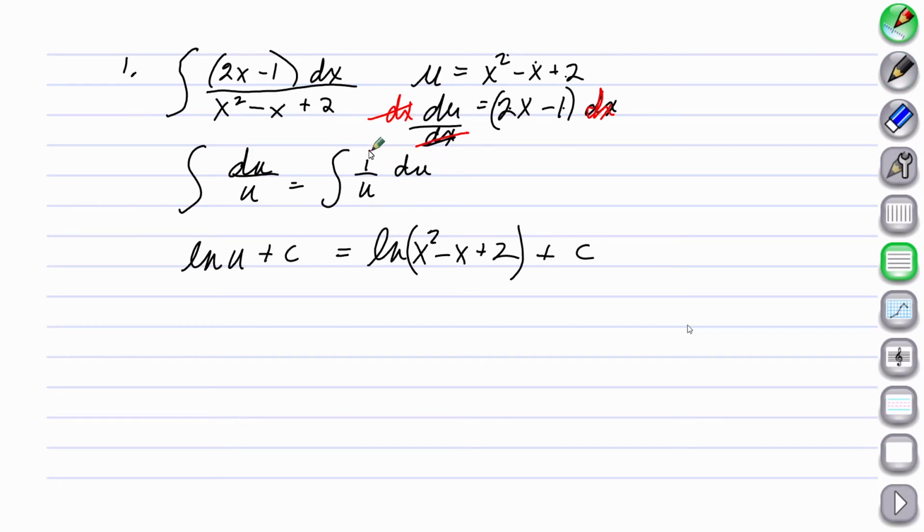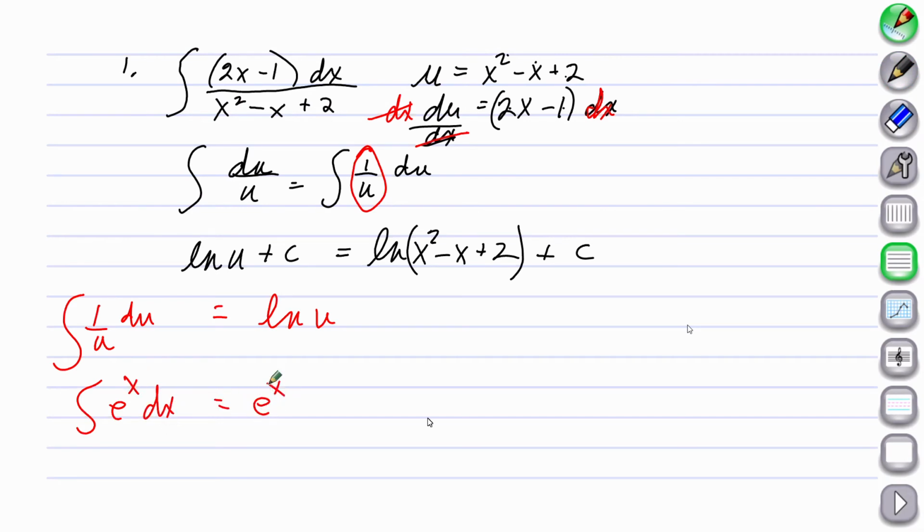This one's a little harder to spot, but that's a natural log of u. The main ones are the integration of 1 over u du is the natural log of u, and the integration of e to the x dx is e to the x. Those are special cases you want to recognize.